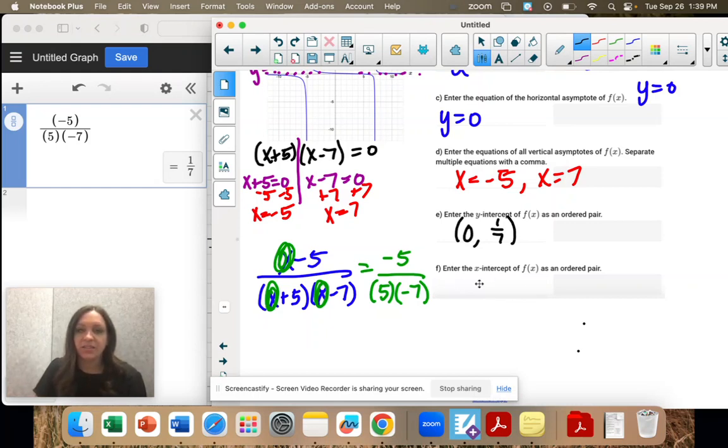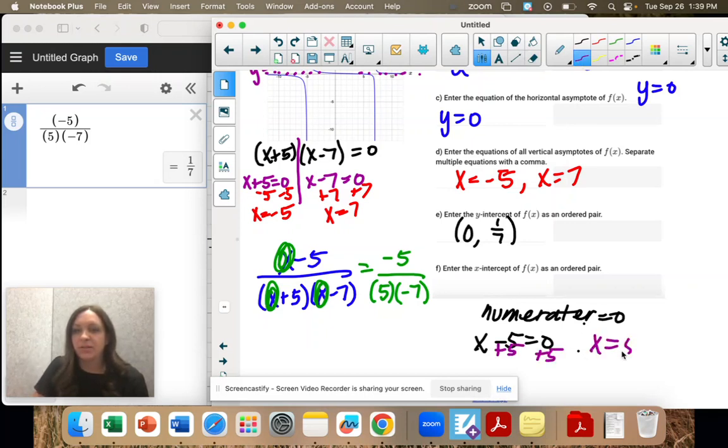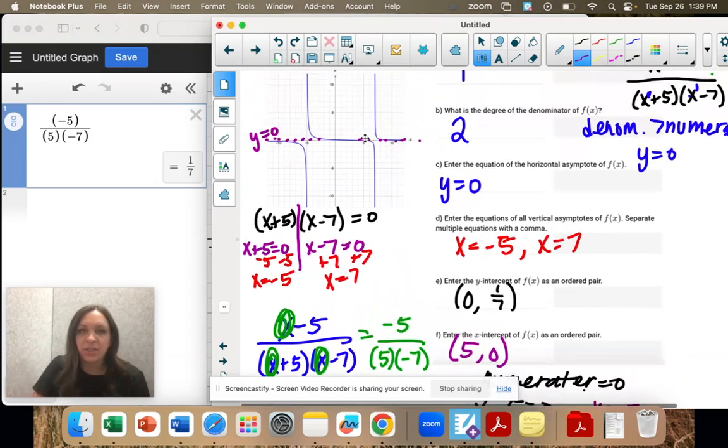And to find the x-intercept, you take the numerator equal to 0. So x minus 5 equals 0. I'm going to add 5 to both sides. So (5, 0) is our x-intercept. You can kind of see that right there. Then our y is just barely above the axis, so 1/7.